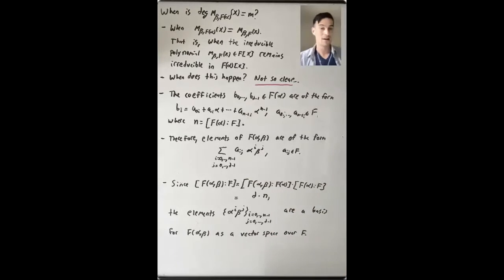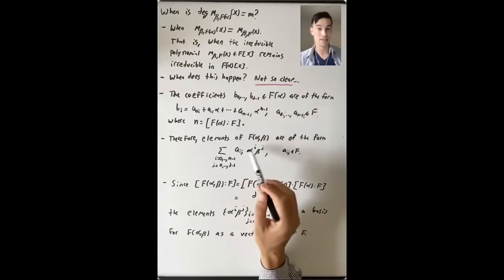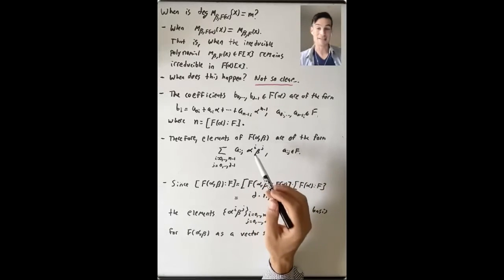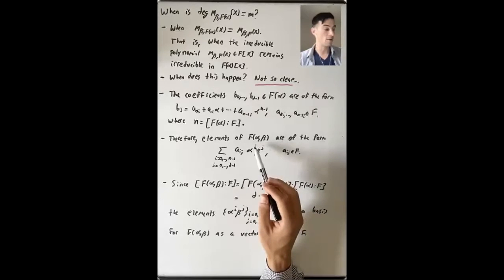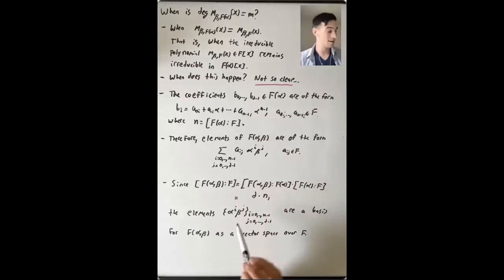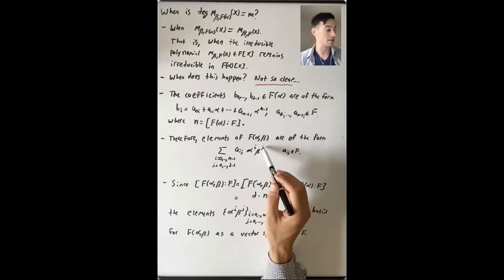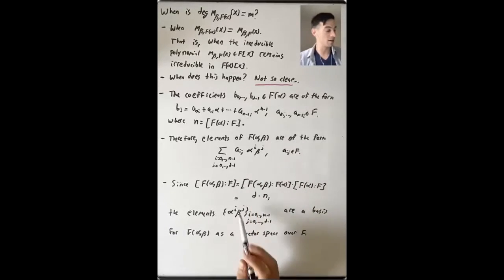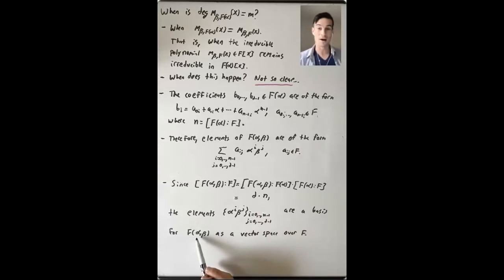So what have we seen? We've seen that every element in this field can be written as a linear combination, with coefficients in F, of a bunch of special elements, that is alpha to the i times beta to the j, where i goes from 0 to n minus 1, and j goes from 0 to d minus 1. So what are we seeing? We're seeing that this set of d times n special elements are a basis for this field generated by alpha and beta over F as a vector space over F.